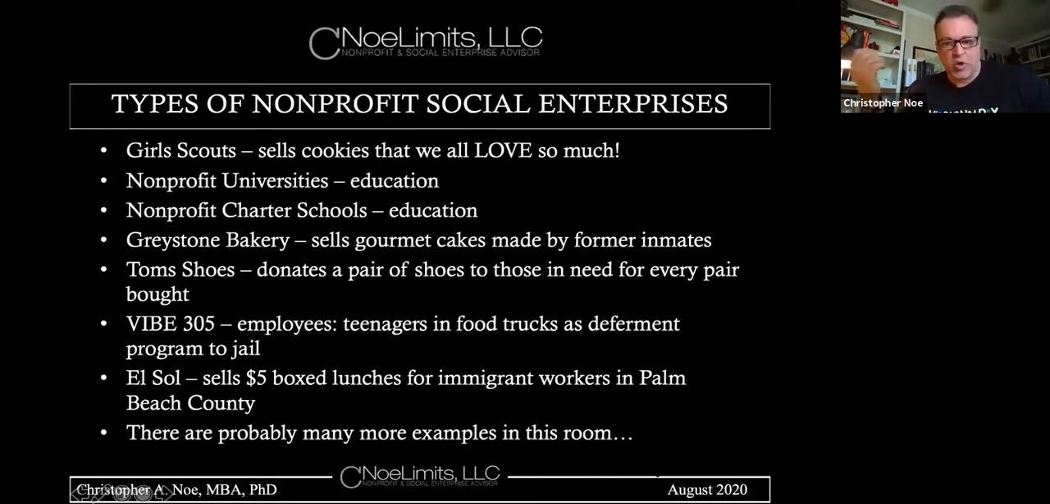All right, so there's a couple others that I'll just reference. El Sol is a small nonprofit in North Palm Beach County, and they sell box lunches for immigrant workers. And that's their fee-for-service model, and I'm sorry, their earned income model. So I think this gives you an idea.